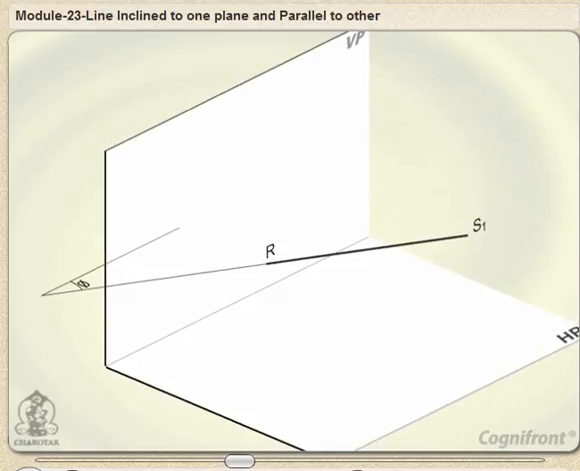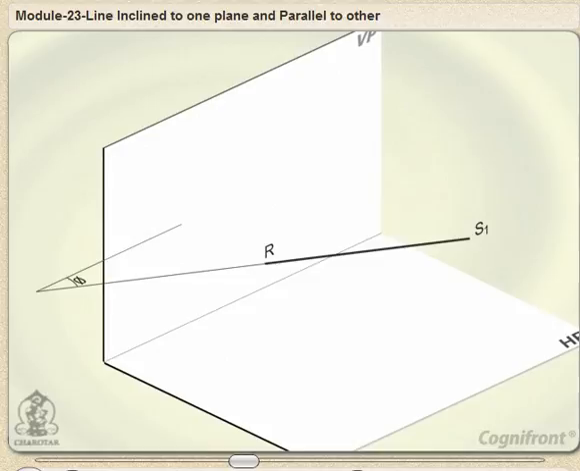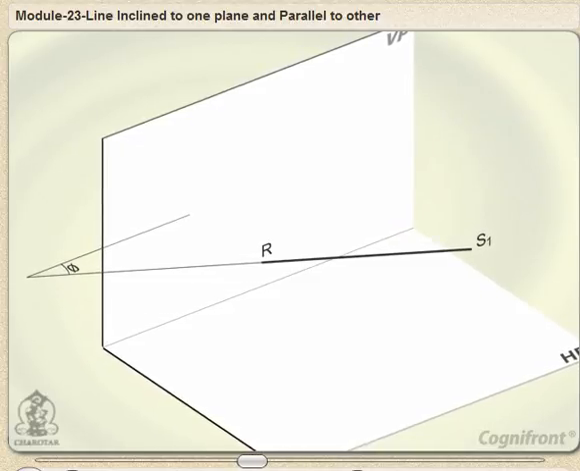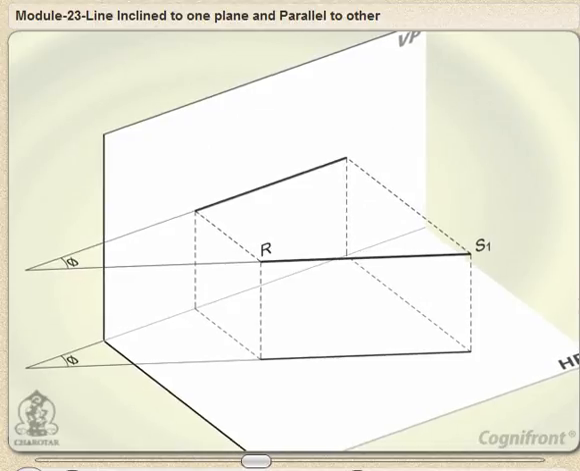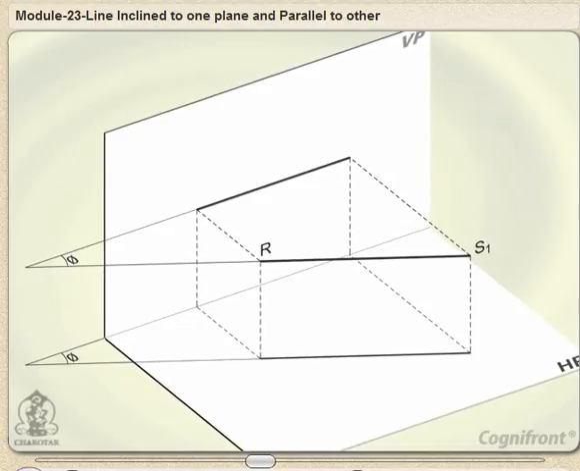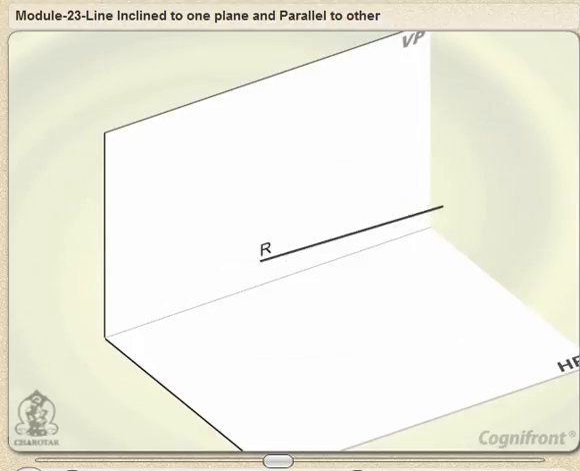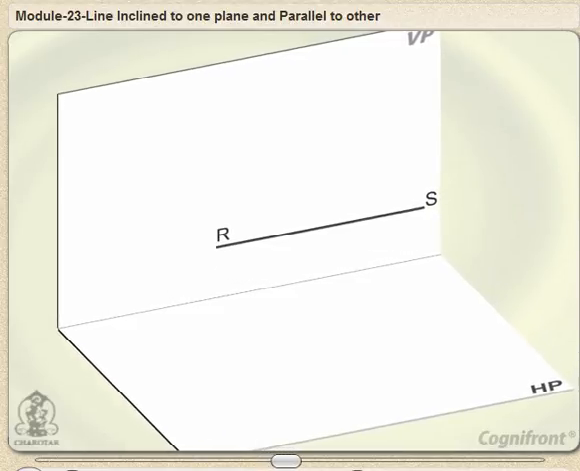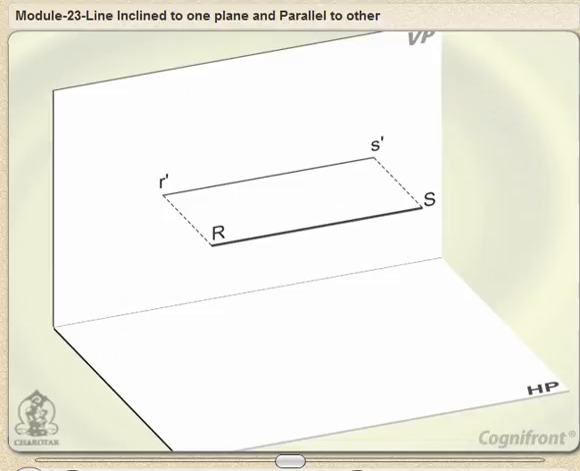Line RS1 is inclined at an angle phi to the VP and it's parallel to the HP. The inclination is shown by the angle phi which RS1 makes with its projection on the VP, that is the front view R'S'1. Assuming the line to be parallel to both the HP and the VP, its projections R'S' and RS are drawn parallel to XY and equal to its true length.